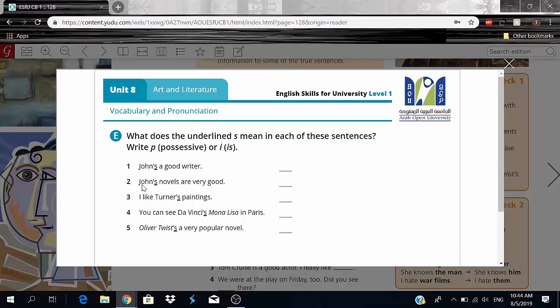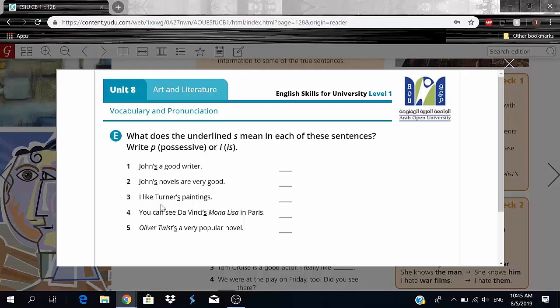Okay, now number 2, John's novels are very good. Now this is what I'm talking about right here. We have novels, and novels are probably things that belong to John, okay? So John's novels are very good. I don't say John is novels. So here it's not an is, it's possessive. John's novels, novels that belong to John, are very good.